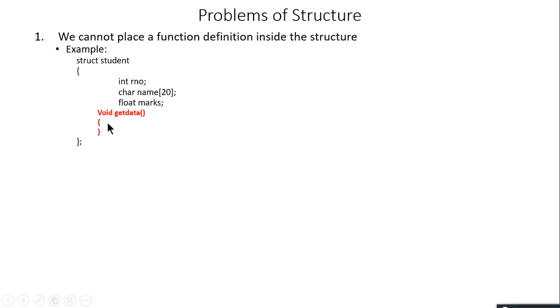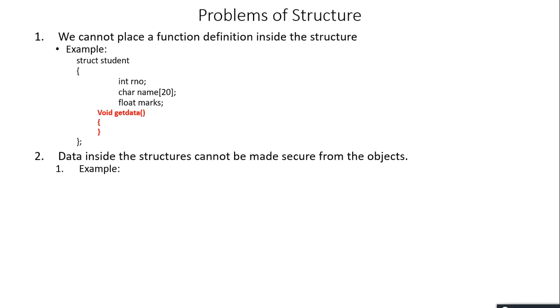Structures were good, but later on it was discovered that there are lots of issues related to structures. First of all, you cannot place a function definition inside the structure. So if you are creating this student structure, then these are fine, roll number, name and marks are there. But if you try to add void getdata, you won't be able to do that. So a structure can only have member variables but cannot have member functions inside it. This is the first problem.